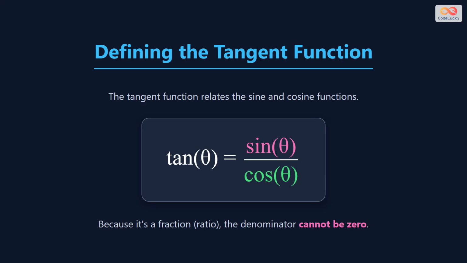To understand the behavior of tangent, we must first look at its definition. The tangent of an angle theta is defined as the sine of theta divided by the cosine of theta. This fraction is crucial. In mathematics, whenever we have a fraction, we must be careful about the denominator. If the bottom number becomes 0, the expression breaks.